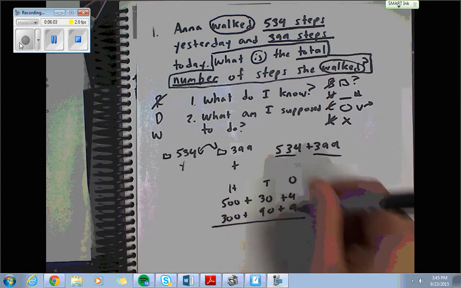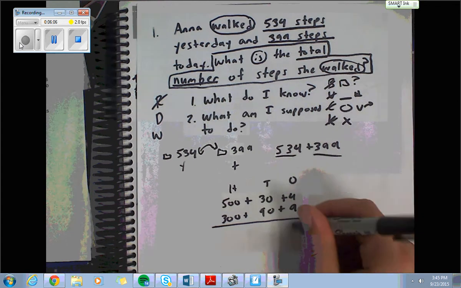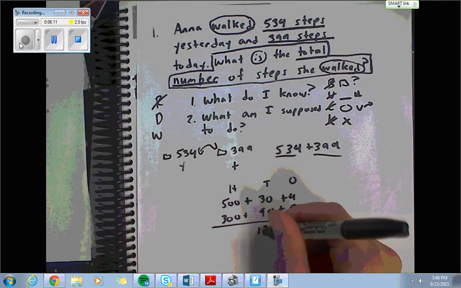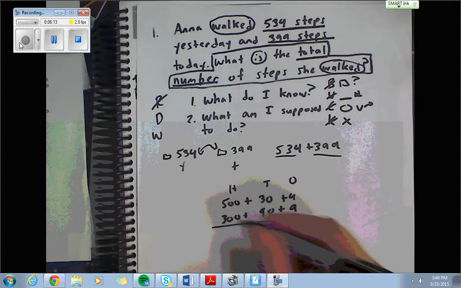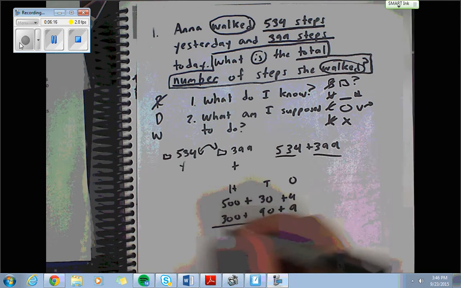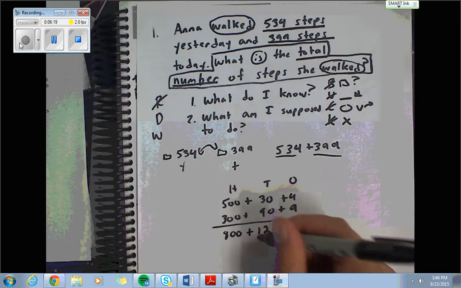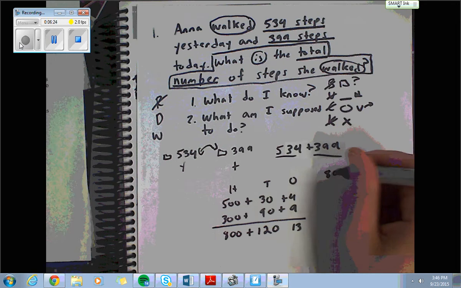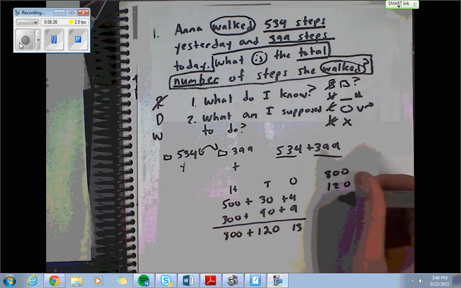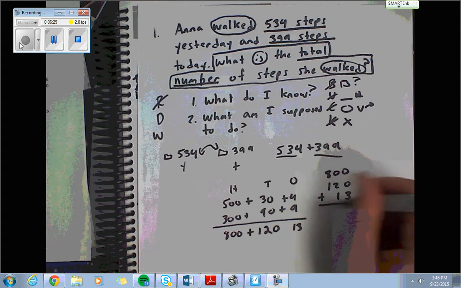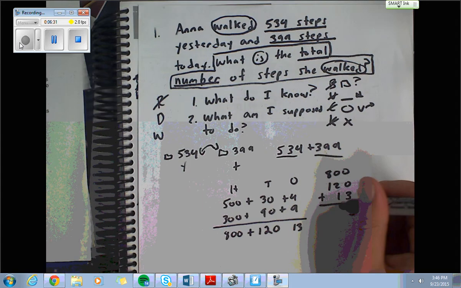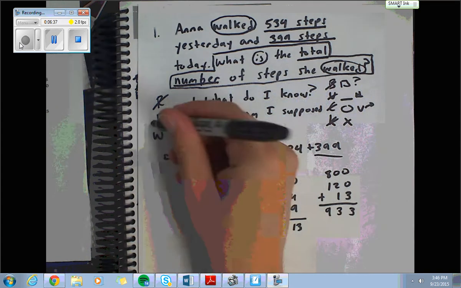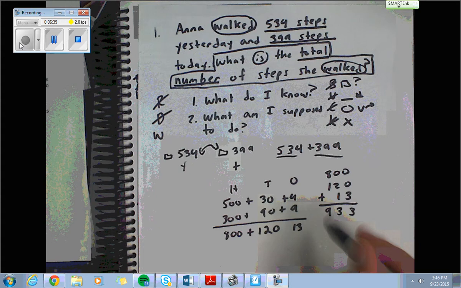I'm going to add from the ones column over, so 4 ones plus 9 ones is 13 ones. 3 tens plus 9 tens is 12 tens, so 120. Get 3 0 down. 5 hundreds plus 3 hundreds is going to be 8 hundreds. Okay, now I'm going to go ahead and take these values and put them together. 8 hundreds, 12 tens, 13 ones. Add them up. 3 ones, 3 tens, 9 hundreds. Okay, I can now cross off my draw and model. There's my model, here's my sum.